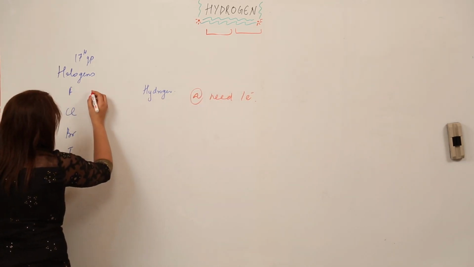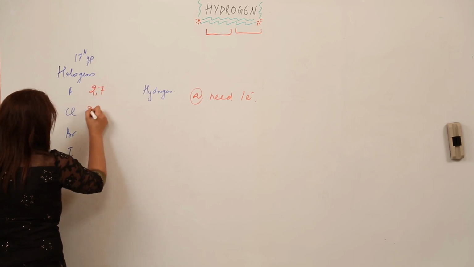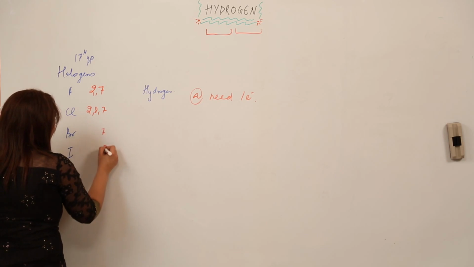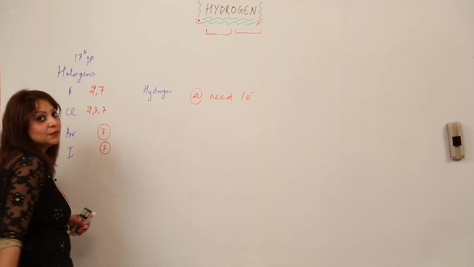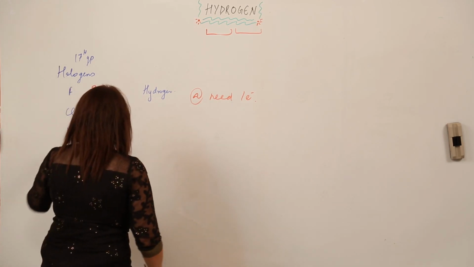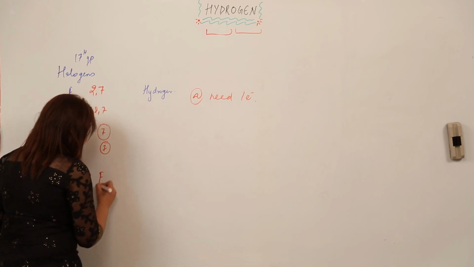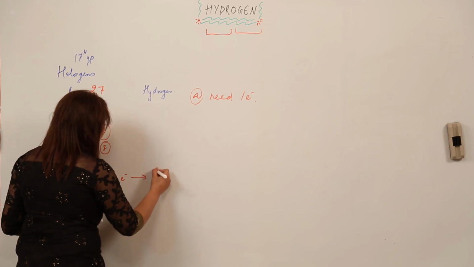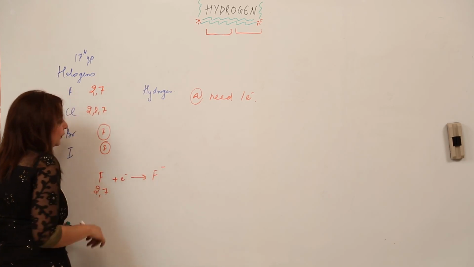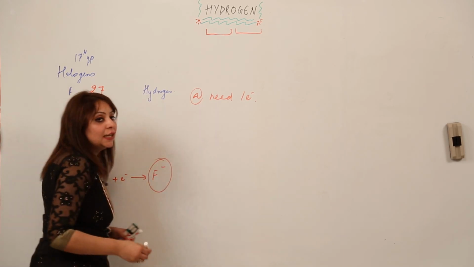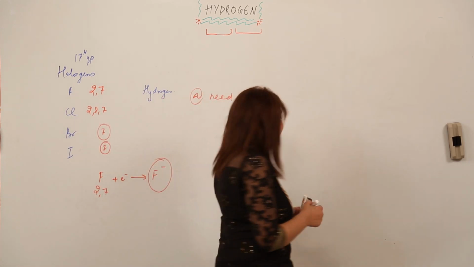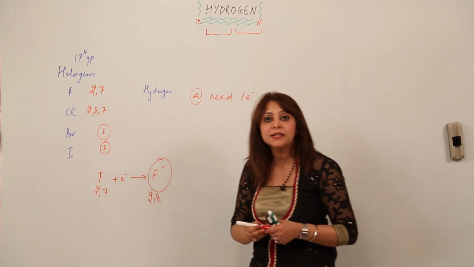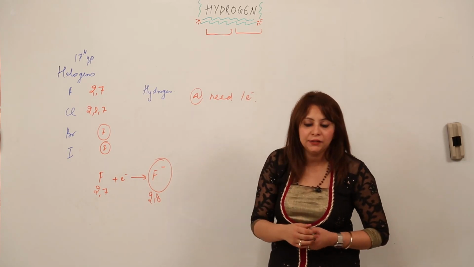First of all I am writing the configuration for it, that is 2, 7. All the elements have 7 valence electrons, right? So it has 2, 7, which means it needs 1 electron to complete its octet. After gaining 1 electron, it forms the electronegative ion, and the electronegative ion has electronic configuration 2, 8, which means the octet is complete and it becomes a stable ion, right.